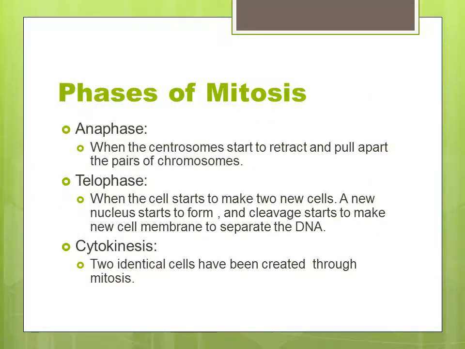In anaphase, the centrosomes start to retract and pull apart the pairs of chromosomes. In telophase, the cells start to make two new cells. A new nucleus starts to form, and the cleavage starts to make a new cell membrane to separate the DNA. In cytokinesis, 2 identical cells have been created through mitosis.